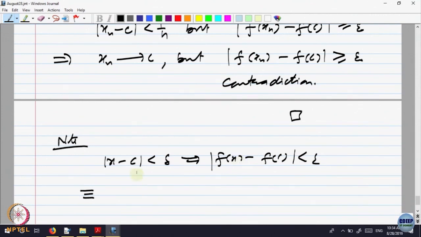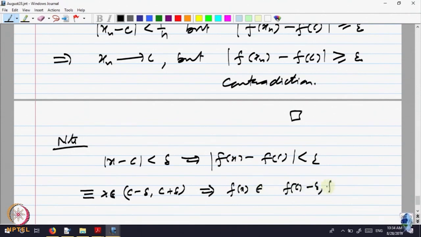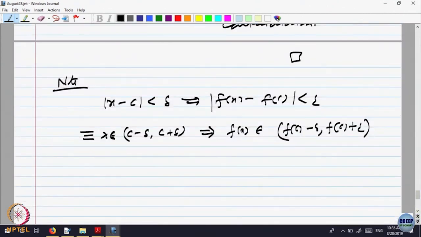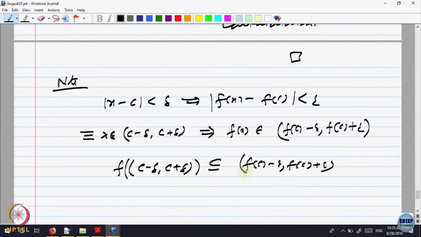It says, if I look at the interval c minus delta to c plus delta, and x satisfies this property, x is in this interval, then f of x is where? f of x is in the interval f of c minus epsilon to f of c plus epsilon. That is the same as saying, if I look at the image of the interval c minus delta to c plus delta, that is a subset of the interval f of c minus epsilon to f of c plus epsilon.